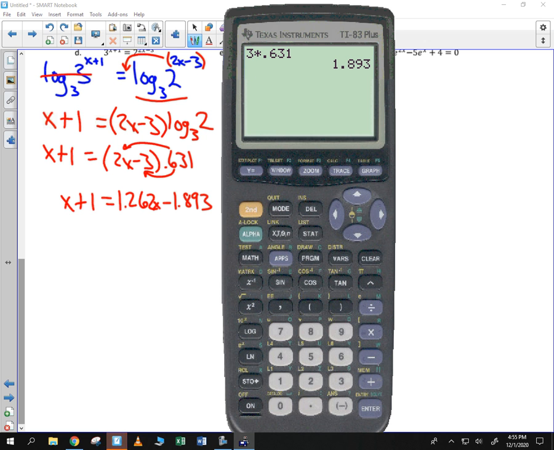Combine like terms. 2.893 is equal to 0.262x. Take the 2.893 and divide it by 0.262. And we get 11.042. There you have it.